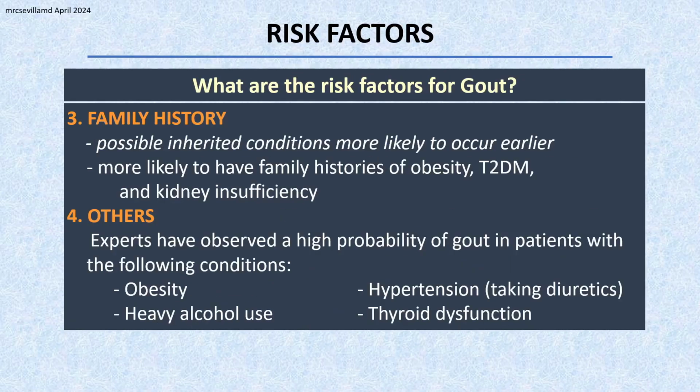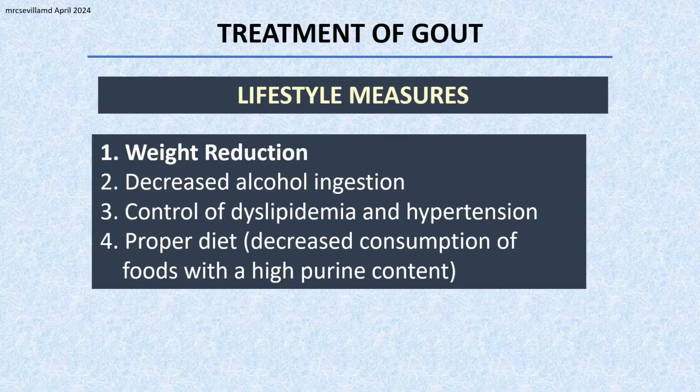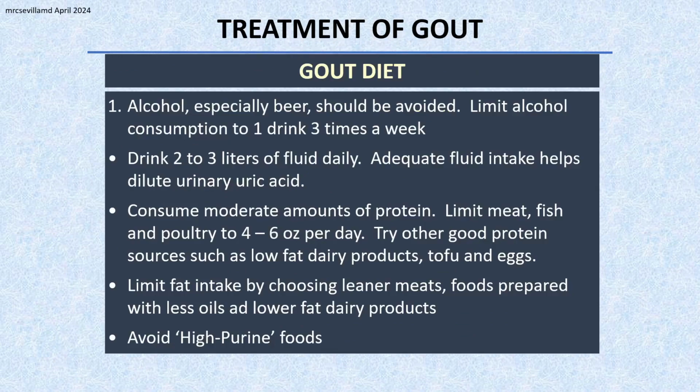A third factor is family history, which would suggest that a predisposition for hyperuricemia may have been passed from one generation to another. However, people who are obese, with heavy alcoholic use, who have thyroid dysfunction, and use diuretics have the greater chances of developing gouty arthritis. How is gout treated? Let's start off with lifestyle modification, namely weight reduction, decreased alcohol ingestion, and control of dyslipidemia and hypertension. Then there is the need to adjust the diet to minimize the intake of purine-containing foods.